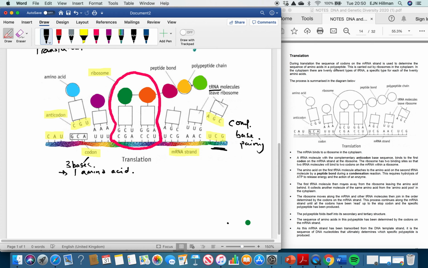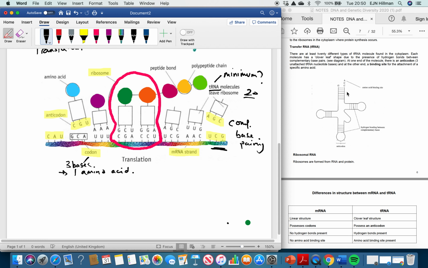A fairly typical question about tRNA might be, what is the minimum number of tRNA molecules? Okay, and that would be 20, because there are 20 amino acids. Anyway, so that anticodon determines which amino acid can be combined to the tRNA binding site. So if we remember back to the diagram of the tRNA, here we can see there's the anticodon, there's the amino acid binding site on the tRNA.